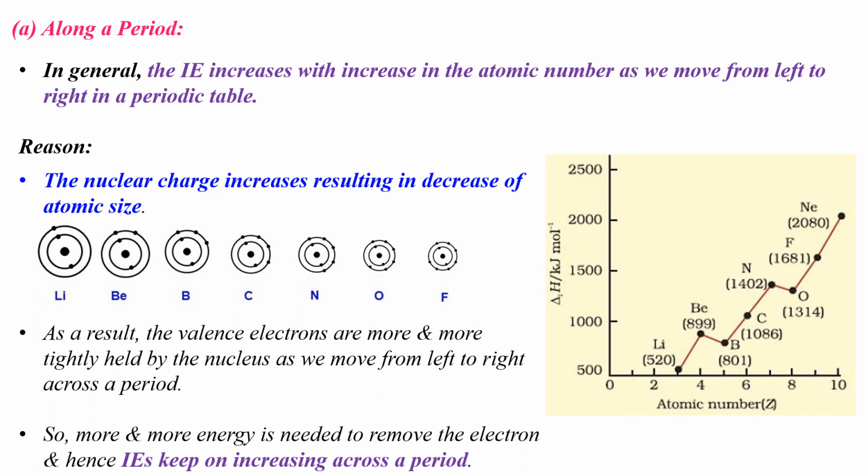Now, let's first look at the trend observed in the ionization enthalpy values along a period. As we move from left to right across a period, for example, let's say from lithium to neon, we can notice that the nuclear charge increases, resulting in decrease of atomic size. Clear? As a result, the valence electrons are more and more tightly held by the nucleus as we move from left to right across a period. Consequently, more and more energy is needed to remove the electron and hence ionization enthalpies keep on increasing as we move from left to right of any period.